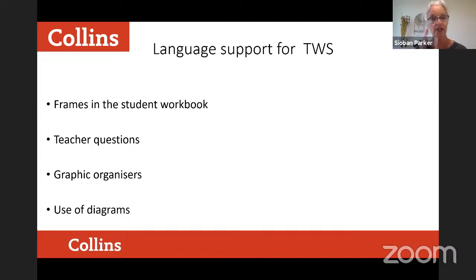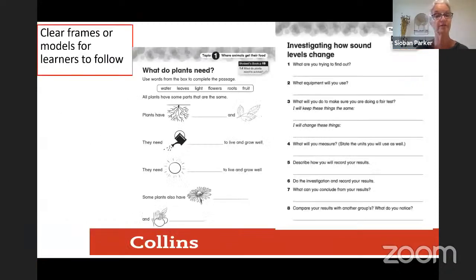In the extended teacher guide, we have got an audio to the actual glossary of the key terms. We've got questions within the teacher guide as well, for example, for making predictions. What do you predict will happen? Draw your prediction. Were you correct? So getting them to use graphic organizers, as you saw from one of the previous slides, we had a great template for organizing data, and then the use of diagrams. So visuals will help our learners understand concepts even more. So here I have got some frames or models for learners to follow.